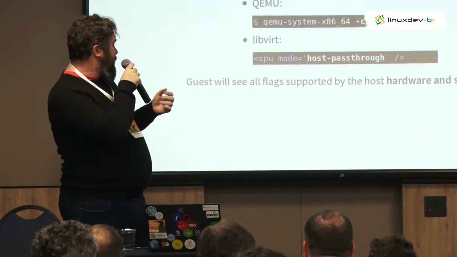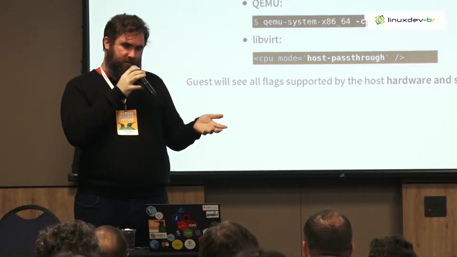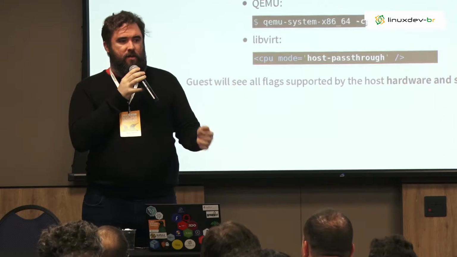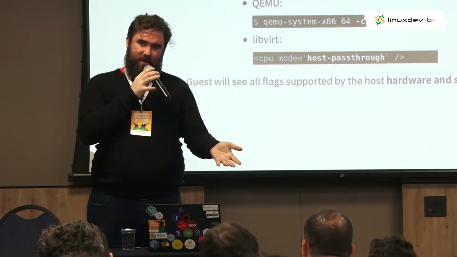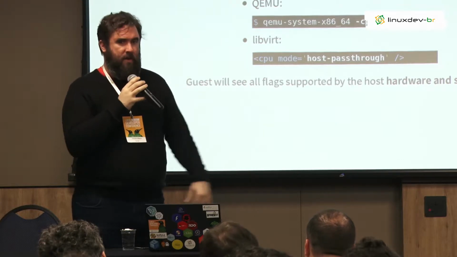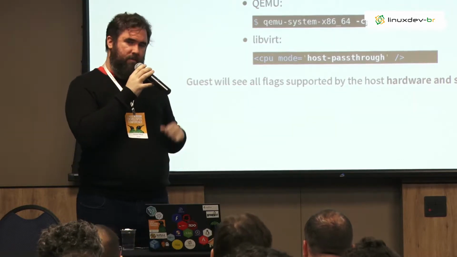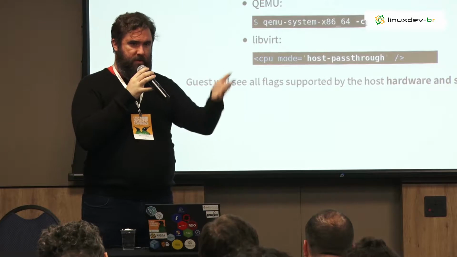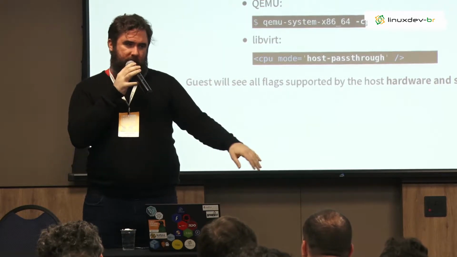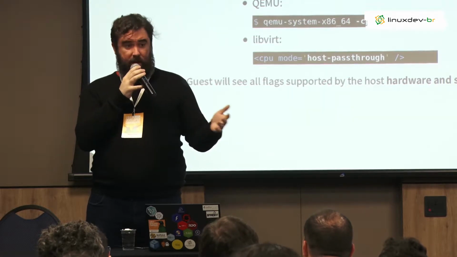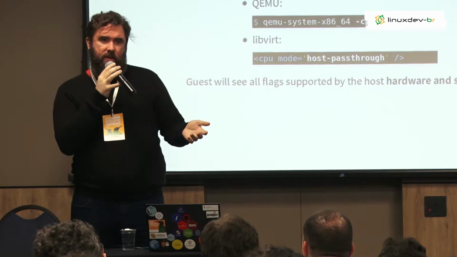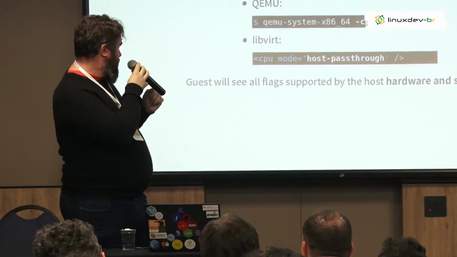But even if the guest can't have access to everything, you probably want the guest to see that. So if you install a new version of the kernel that supports a new feature, you install a new CPU, you add a new server to your cluster, you probably want all your guests on a VM to have access to the new features. So that's why the simplest mode you can use with KVM is host pass-through.